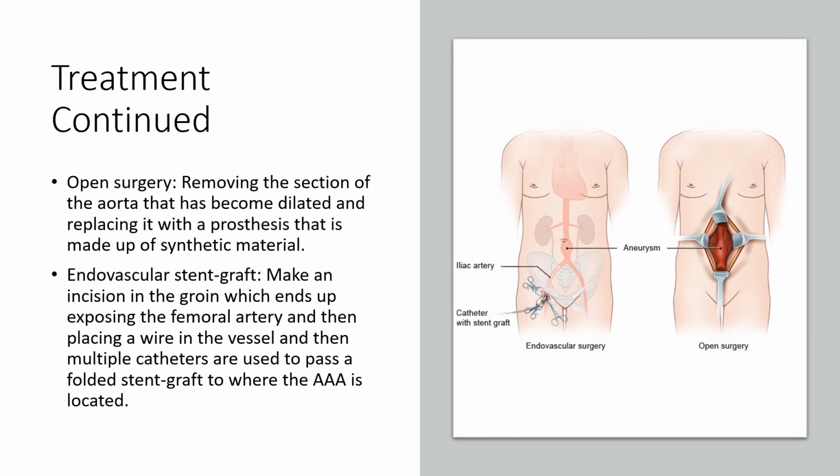Treatment continued. I listed a description of each of the 2 different types of surgery. For example, open surgery is removing the section of the aorta that has become dilated and replacing it with a prosthesis made up of synthetic material, as you can see on the left image. In the vascular stent graft, you make an incision in the groin, which exposes the femoral artery, and then place a wire in the vessel, and multiple catheters are used to pass a folded stent graft to where the AAA is located, as you can see on the right image.